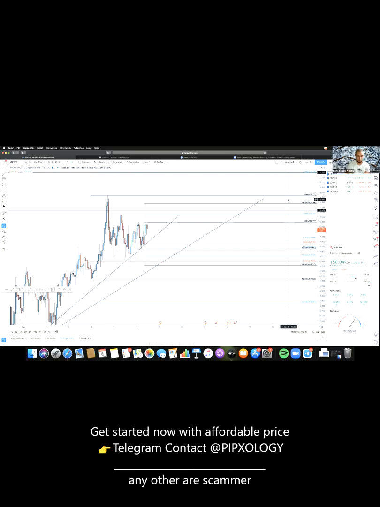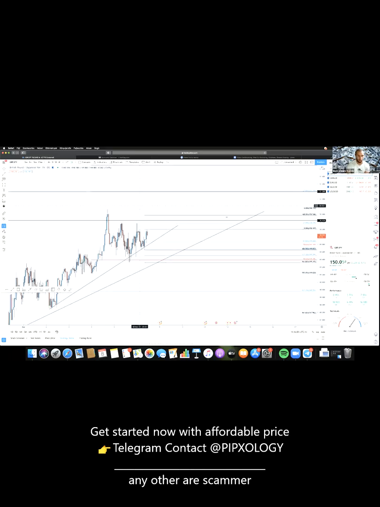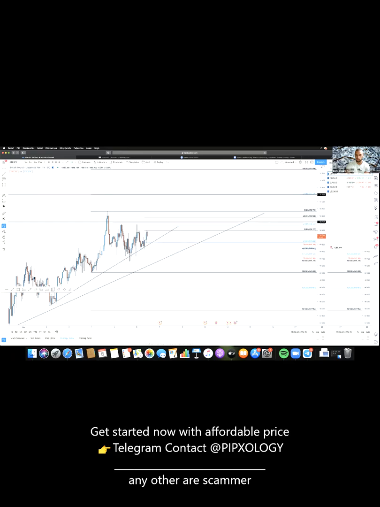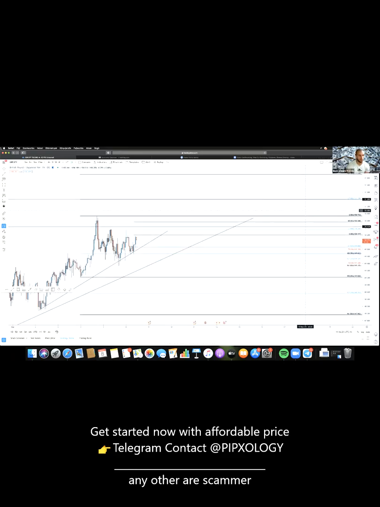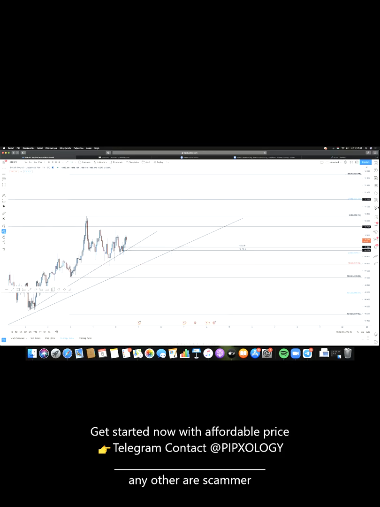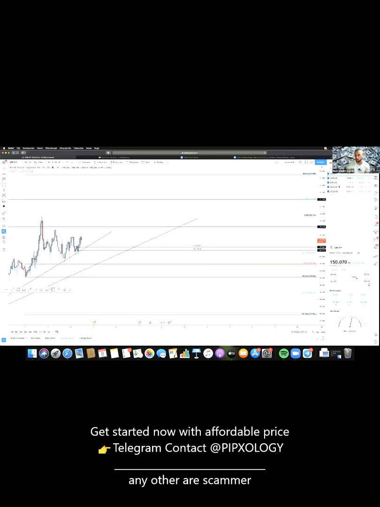That's the plan for GBPJPY. So still really bullish for me. I'm not looking to take short, I'm only looking to take long, and I'm just waiting for the H1 61.80 or 78.60 level. So that's all from GBPJPY. Let's see EURUSD.